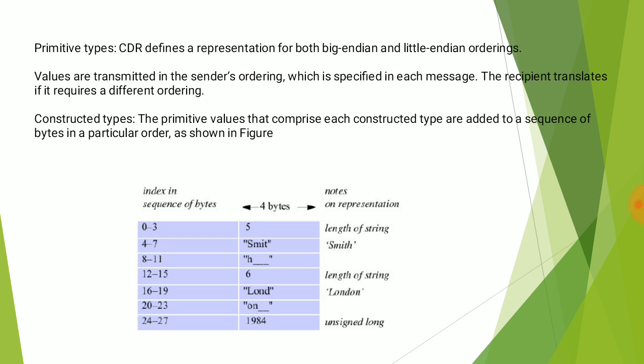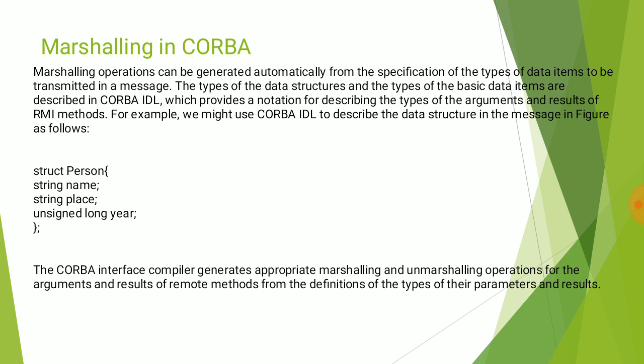Marshalling in CORBA. Marshalling operations can be generated automatically from the specification of the types of data items to be transmitted in a message. The types of the data structures and the types of the basic data items are described in CORBA IDL, which provides a notation for describing the types of the arguments and results of RMI methods. For example, we might use CORBA IDL to describe the data structure in the message in the figure as follows.